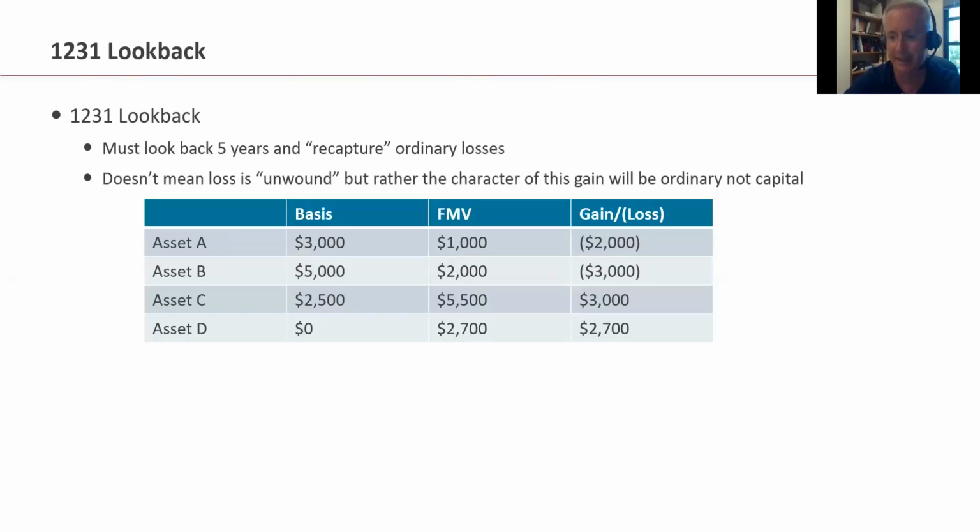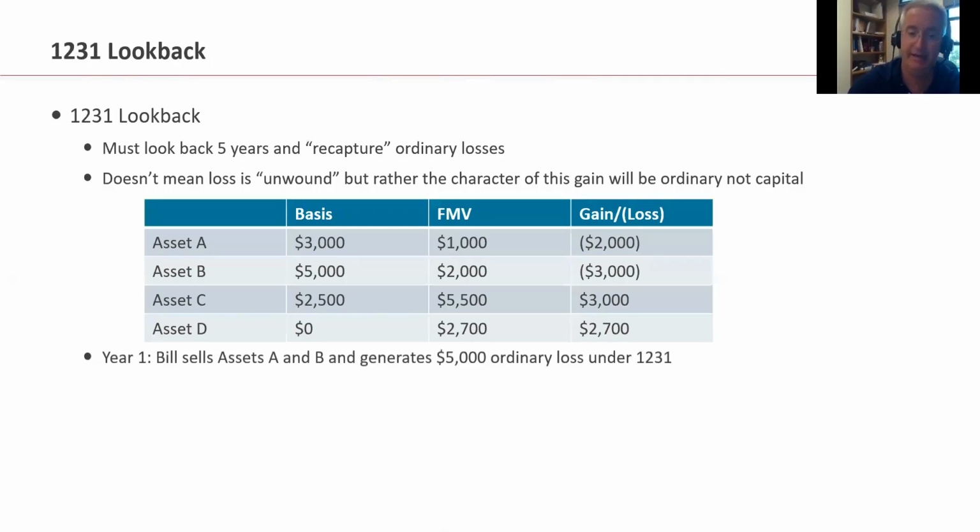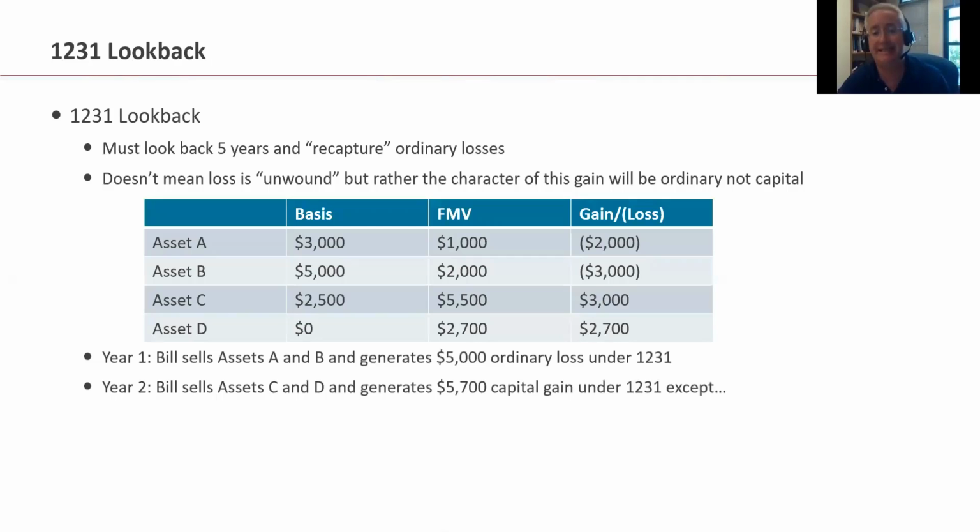Oh, Christ, are you kidding me? No, I'm not kidding you. That is the rule. So year one, Bill sells assets A and B. He's got that $5,000 ordinary loss. At the end of year one, he takes it. He deducts the $5,000 ordinary loss against his ordinary income. He's loving it. Then in year two, he sells assets C and D.